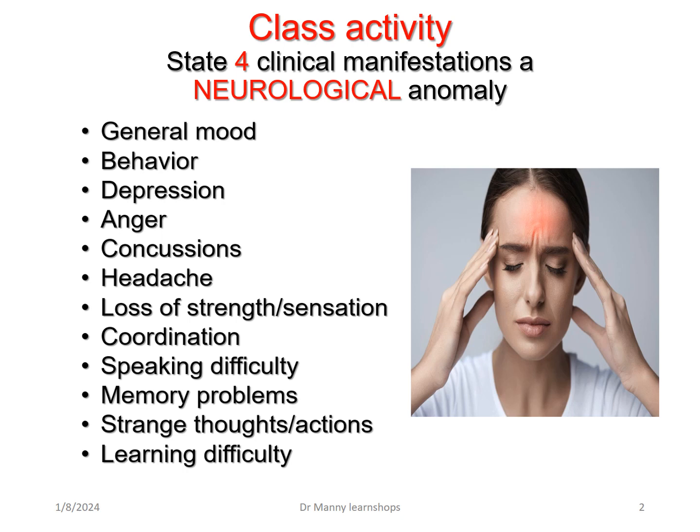First and foremost, some of the clinical manifestations that can be seen as anomalies in the neurological system are general mood, behaviour, whether you're depressed, angry, whether you've had a concussion, headache, loss in strength of muscle tone, coordination, speaking difficulties, dysarthria, memory problems, strange thoughts and actions, learning difficulties, to state a few.